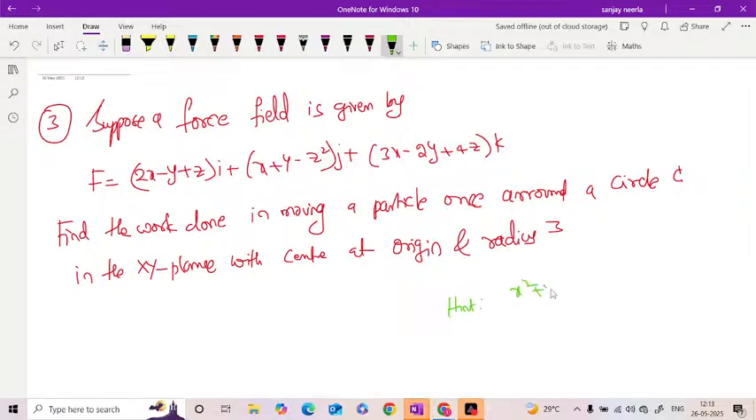Here x square plus y square is equal to 9 in the xy plane. So xy plane means what is the z value? 0. So we have to assume like this. Am I clear? You get my point?